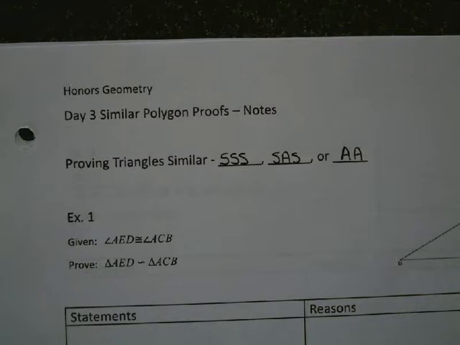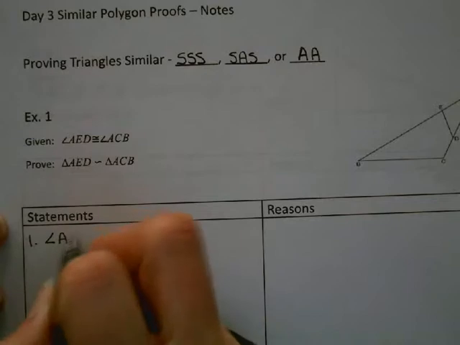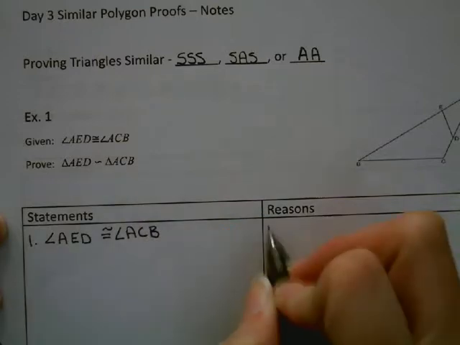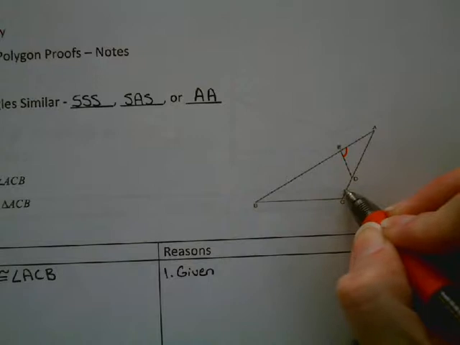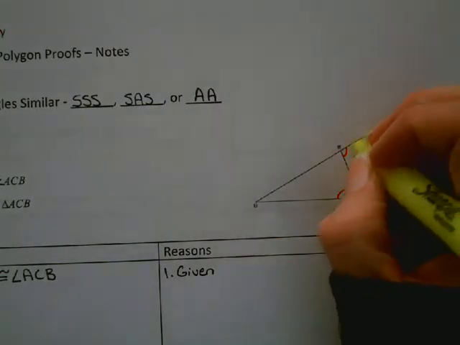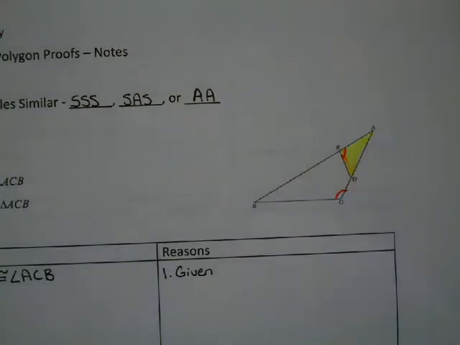Okay? Example 1 here. We always start our proofs with our given, so we'll write that down. Angle AED is congruent to angle ACB. So I'm going to go over here to this picture and just mark those. AED, this angle here, is congruent to ACB, this angle here, okay? We want to try and prove 2 triangles are similar. So one triangle is AED, the little triangle. Okay, we want to prove that little triangle is similar to ACB, the big triangle.